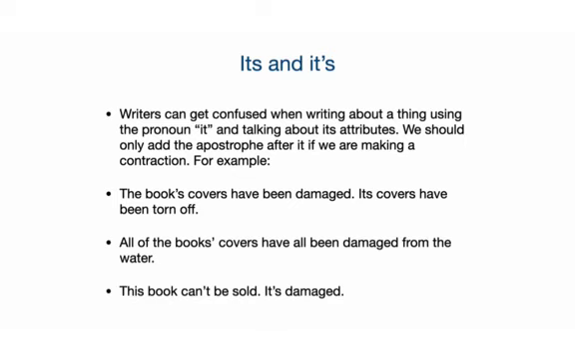It's and its. Writers can get confused when writing about a thing using the pronoun, as in talking about its attributes. We should only add the apostrophe after it if we are making a contraction. For example, the book's covers have been damaged. Its covers have been torn off. All of the book's covers have been damaged from the water. This book can't be sold. It's damaged.